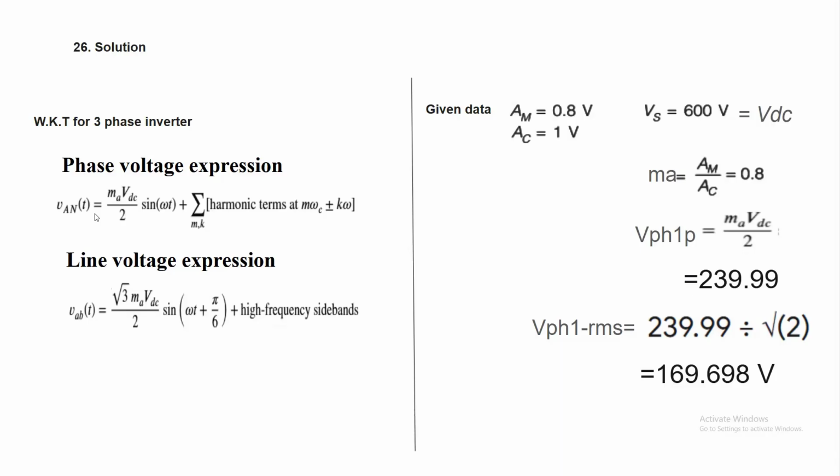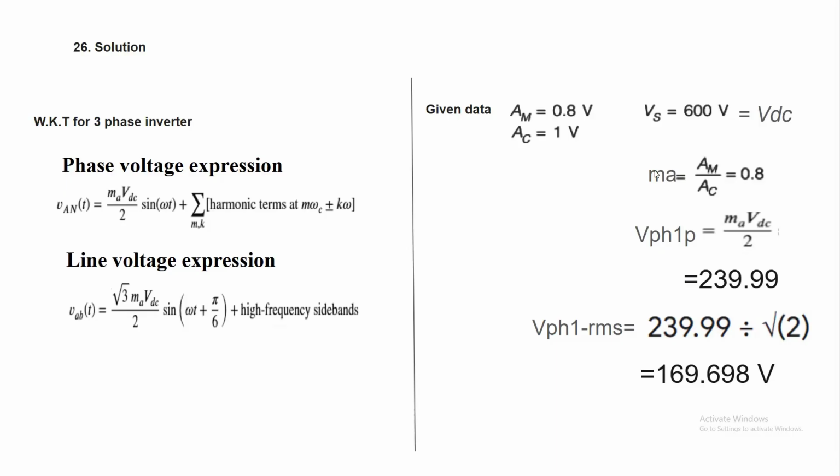In our question, we are asked to find the RMS value of the phase voltage. In the given phase voltage expression, this is nothing but the peak value of the fundamental component. If we divide this by root 2, then we will get the RMS value of the fundamental component of the phase voltage. So considering this expression, we need to find the modulation index MA, and then the VDC is given.